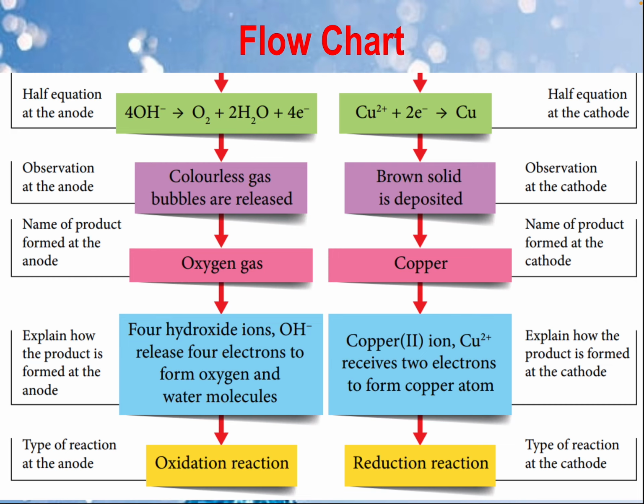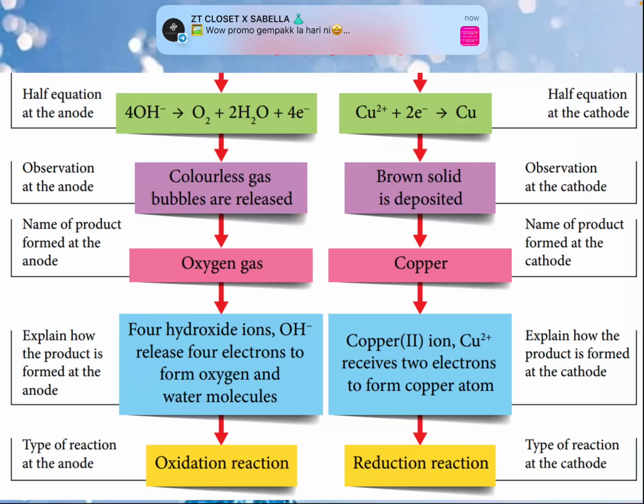Okay. And then kita dapatkan observation. Lepas tu namakanlah produk yang cikgu bulatkan dengan warna orange tadi. Explanation macam mana benda tu terjadi ada dekat kotak warna biru ni. 4 hydroxide ion. Actually dia ceritakan semula half equation tu. Release 4 electrons to form oxygen and water molecules. Kat sini korang hashtagkan ke, starkan ke, nanti cikgu akan terang dalam kelas.